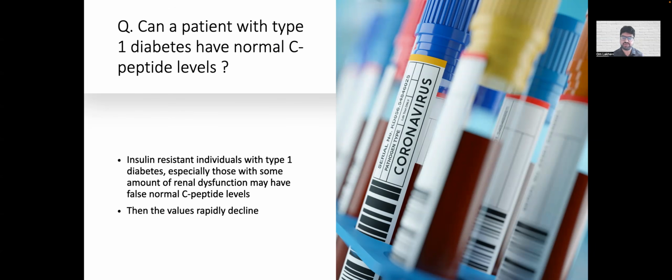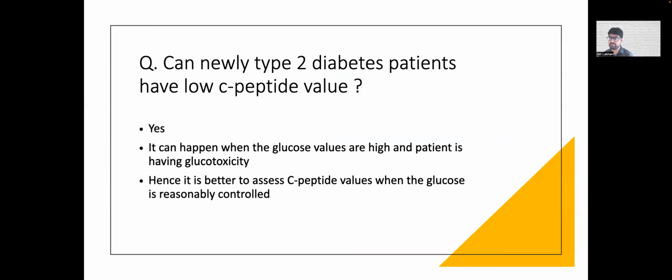And again, you need to talk to your endocrinologist for more information on this. Sometimes a newly diagnosed patient with type 2 can have a low C-peptide value. It is quite possible. This especially happens when you are testing for C-peptide when the patient is in a glucotoxic state.